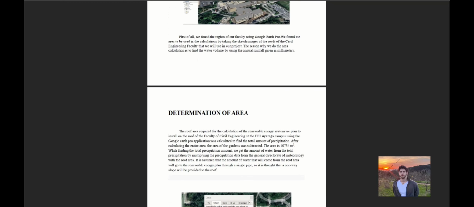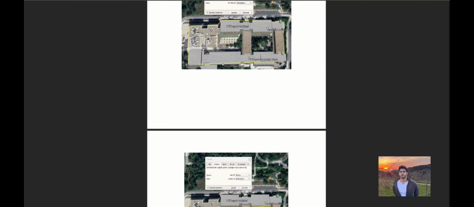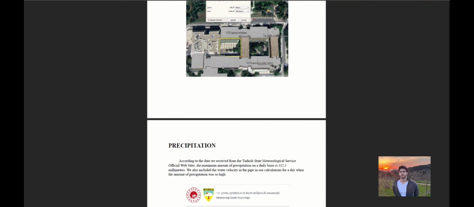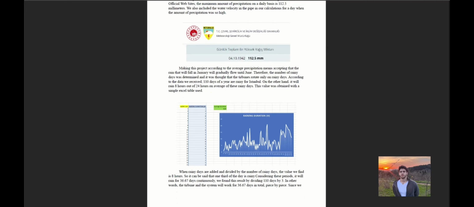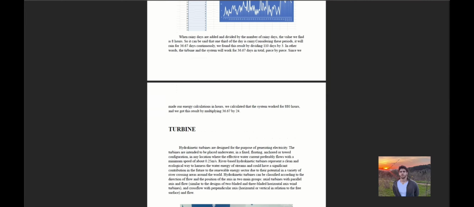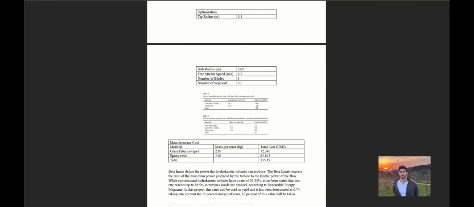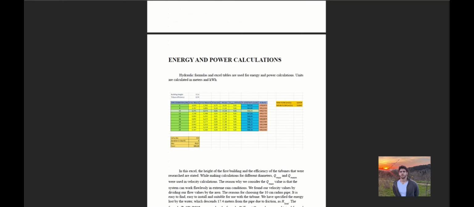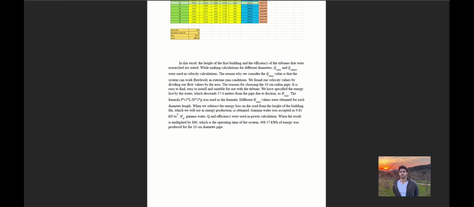Here's our project. Determination of area prepared by Mert Demirkol and precipitation which is prepared by Utku. Turbines prepared by Batuhan Mirza Kıvancı. And here, prepared by me, I will explain here. And the electrolysis part prepared by Mert Demirbüken.